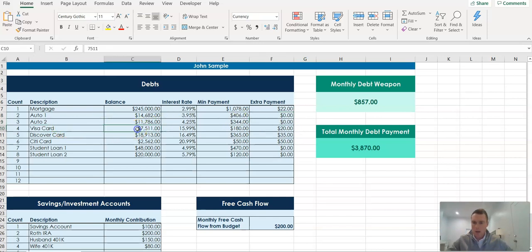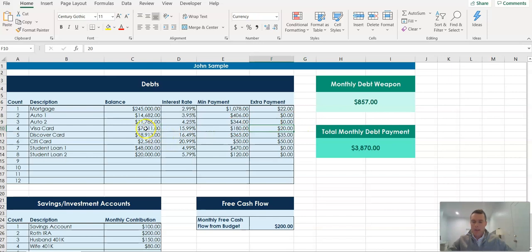So we've got a Visa card with about $7,500 on it, an interest rate of 15.99%, a minimum payment, and in this case, they're making an extra $20 per payment on that credit card. So that would be a total of $200 per month they're paying on that.